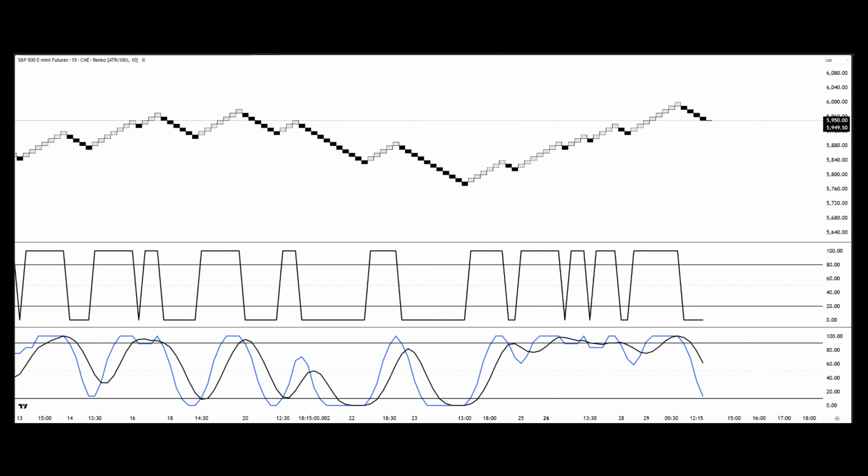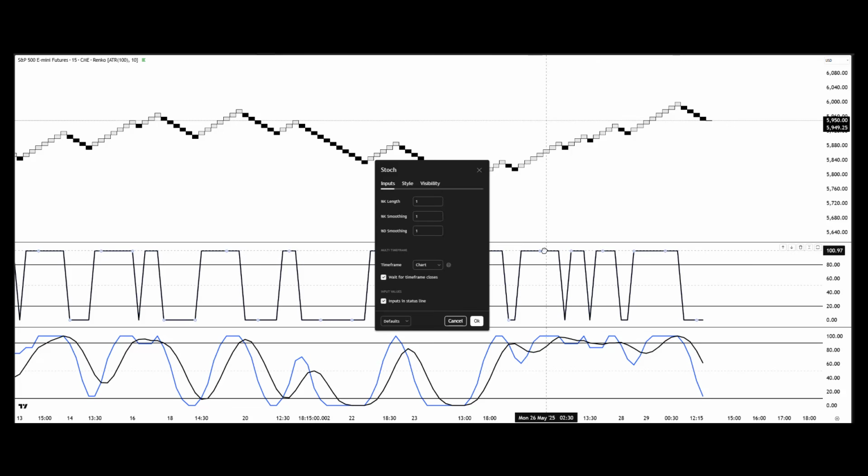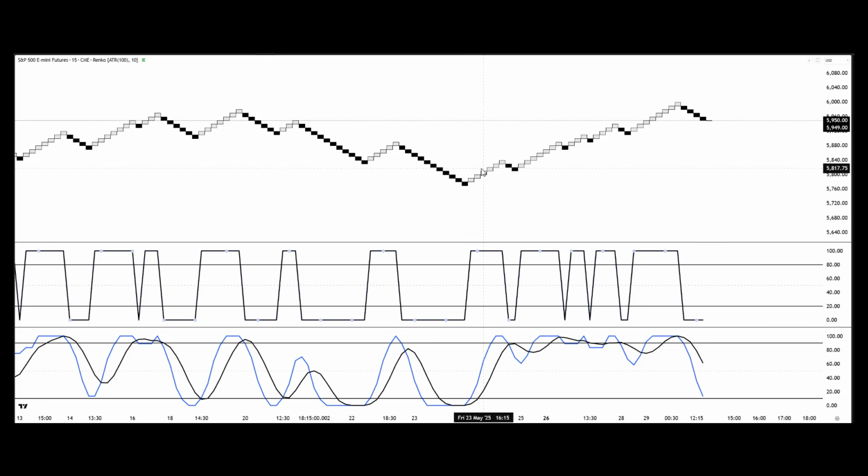And last and by no means least is my favourite indicator on Renko charts. That is the stochastic indicator. It is so flexible. You can use it for so many different things. I've got some examples here in front of you. Now you're probably looking at that middle one thinking that's not stochastic. Well, it is, because I've sped it up to 111 as the inputs.